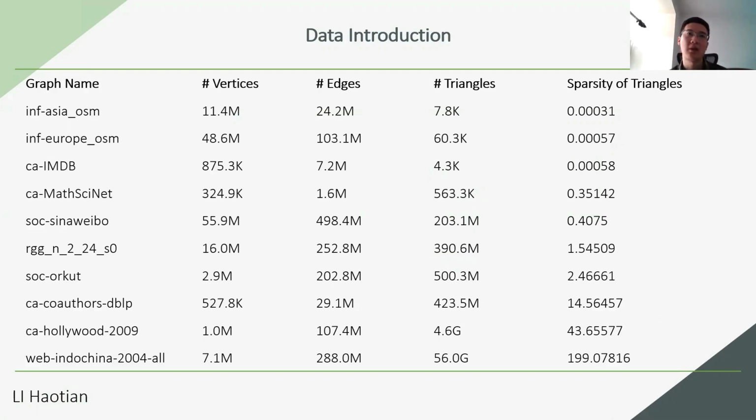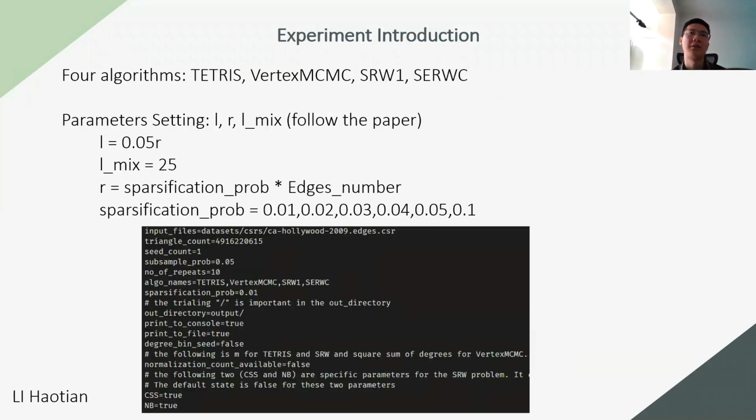The sparsity of triangles is the number of triangles divided by number of edges. For example, for the first graph, the sparsity of triangle is 7.8k divided by 24.2m. Okay, then I will introduce the parameters. We compared 4 algorithms. They are Tetris, Vertex MCMC, SRW1, and SCRWC.